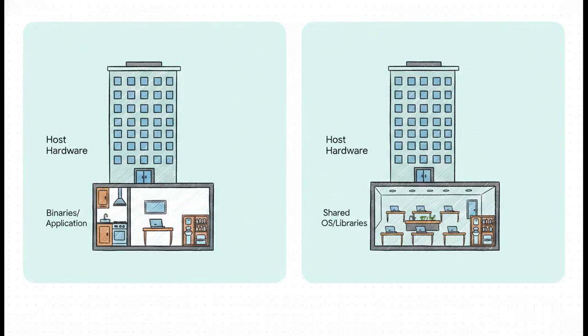Now you might be thinking, hold on, don't we already have virtual machines for this? And that is a great question. The key difference is this. A VM is a full computer running inside your computer. It's like renting an entire apartment with its own kitchen and bathroom, even if you only need a desk. A container is way more efficient. It's like renting just the desk in a co-working space. You're sharing the building's main infrastructure, which makes it so much lighter.